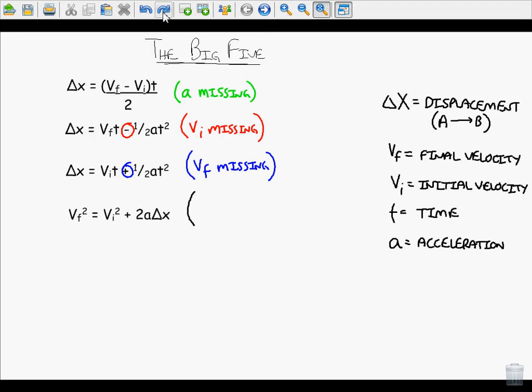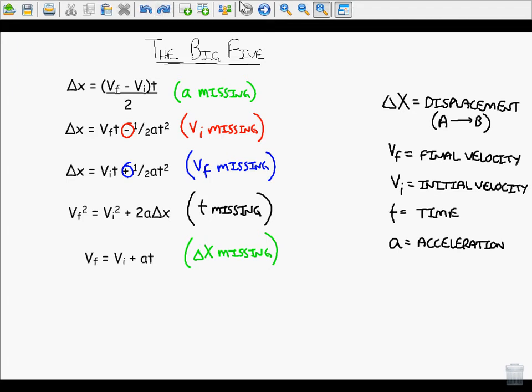Now, there's also this equation: Vf squared, so final velocity squared, equals initial velocity squared plus 2 times acceleration times displacement. You're going to notice that time is missing from this equation. And last but not least, this is the fifth equation and the most simple one, and you'll notice that this one is actually missing displacement. So this equation could not be used if we wanted to know anything about displacement. So these equations represent what are called the Big Five kinematic equations.